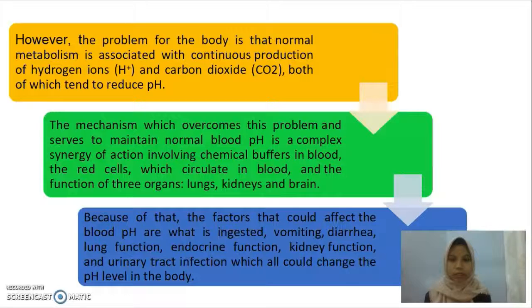So the mechanism that will overcome this problem and serves to maintain normal blood pH is a complex synergy of action involving chemical buffers in blood, the red cells which circulate in blood, and the function of three organs which are lungs, kidneys, and brain. Because of that, the factors that could affect the blood pH are what is ingested, vomiting, diarrhea, lung function, endocrine function, kidney function, and urinary tract infection, which all could change the pH level in the body.